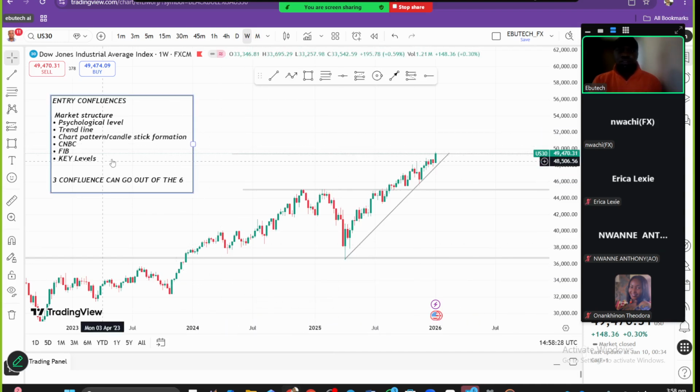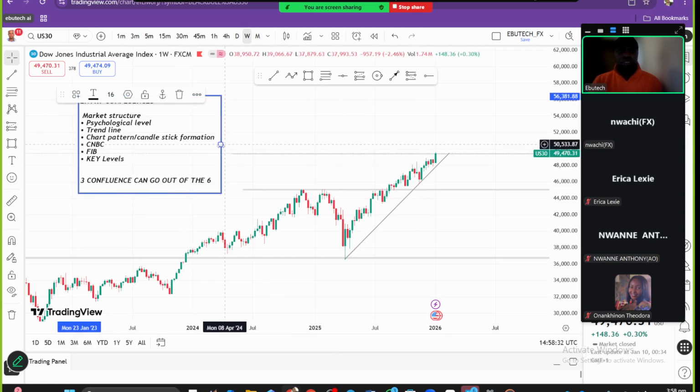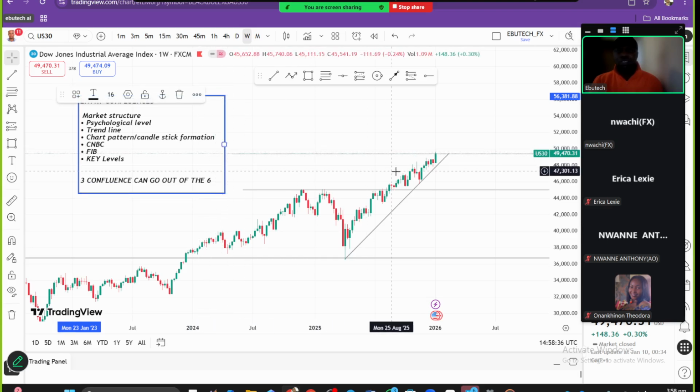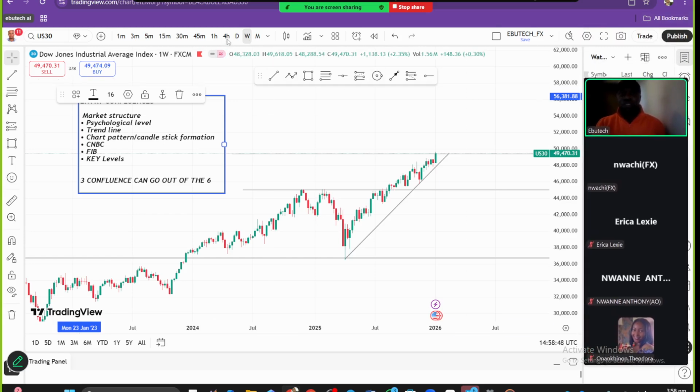So now, if we want to analyze the market, we start from the monthly analysis. From the monthly, we do the weekly. From the weekly, we do the daily. From the daily, we end it with the 4 hours. Then we wait for the market to come to our direction. Then we eat it from there.